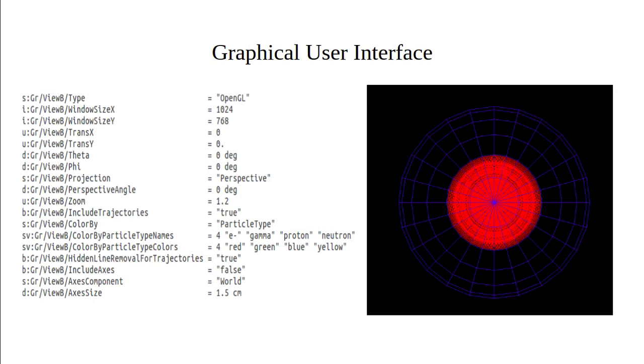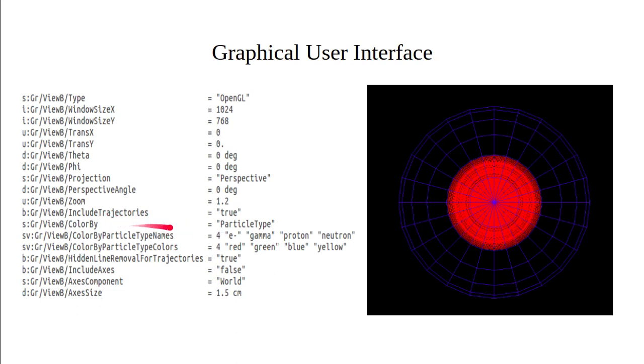This is blue and all our shells are inside it, as you can see. Here also you have to define the type, then the window size X, whether you want to translate the geometry in X or Y since it's a 2D view, whether you want to rotate the view by theta and phi, what type of projection you want to see, perspective angle, whether you want to zoom it or not, whether you want to include the particle tracks or not.